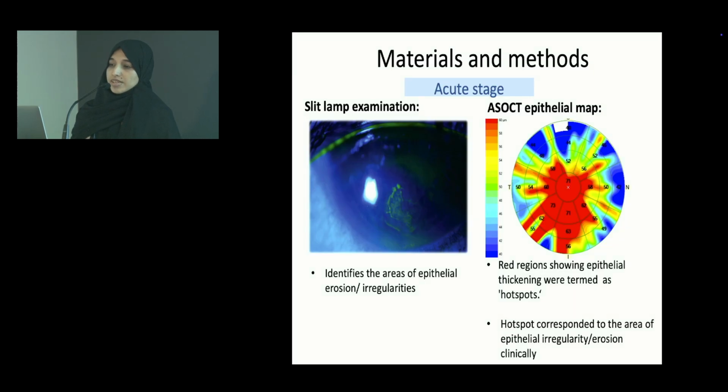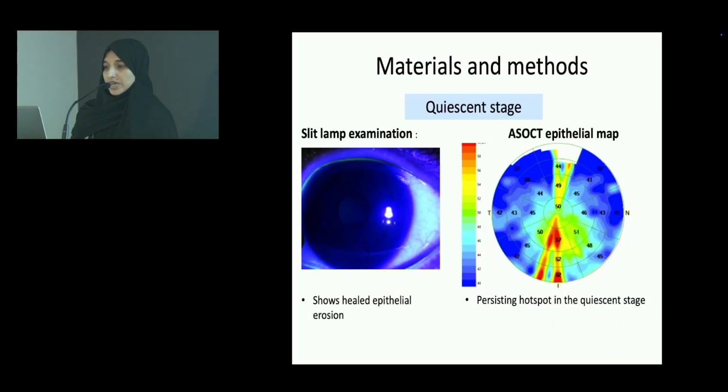So this is a case in which a patient presented to us in the acute stage, that's in the primary visit. Here the slit lamp examination shows areas of epithelial erosion, and the same day ASOCT epithelial map shows red regions which are termed as hotspots, which are actually the epithelial thickening, and these hotspots correspond to the area of epithelial irregularity. So the same patient, when he came after 2 weeks of starting medication, we can see a healed epithelial erosion on slit lamp examination, and the repeated ASOCT epithelial map shows a persisting hotspot.